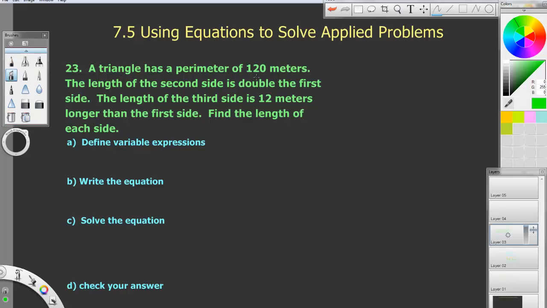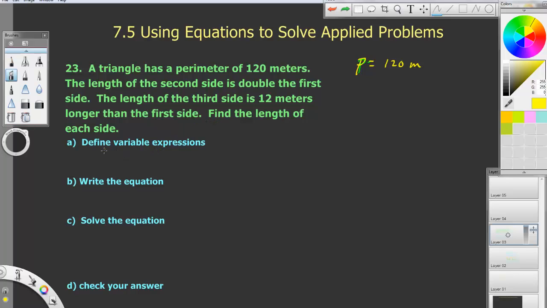It says a triangle has a perimeter of 120 meters. Let's write that here. Perimeter equals 120 meters. That's important later on. The length of the second side is double the first side. Then it says the length of the third side is 12 meters longer than the first side. So they're both being compared to the first side.